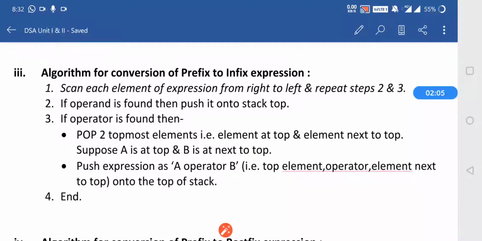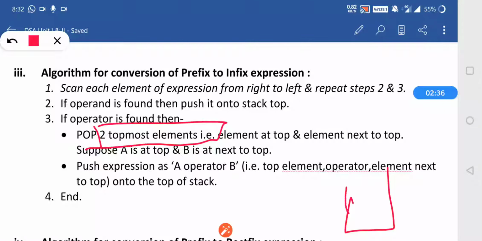We know that whenever an operand is found, we used to keep it in the output. In the same way, whenever an operand is found, we will push that operand directly to the top of the stack. Now if an operator is found, then we will pop two topmost elements, that is the element at the top and the element next to the top. Keep in mind, this is very important, that we will pop two elements.